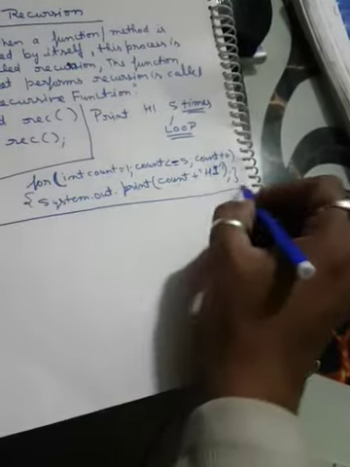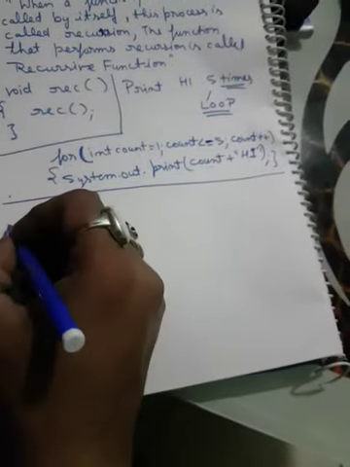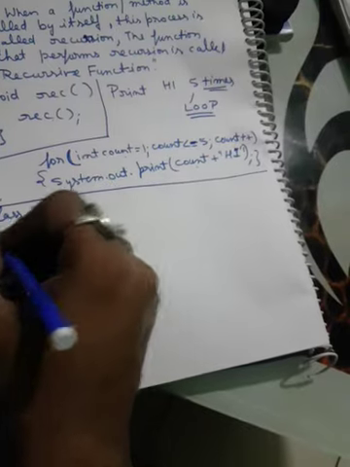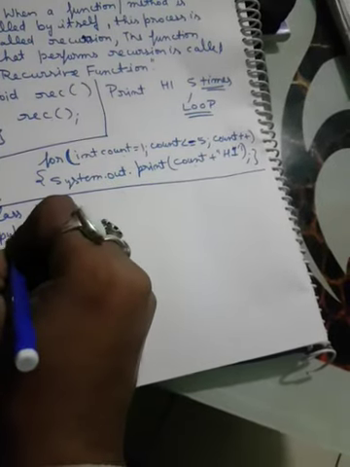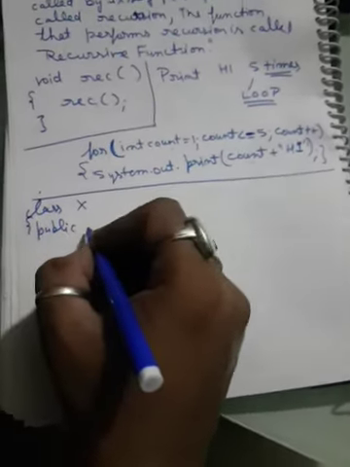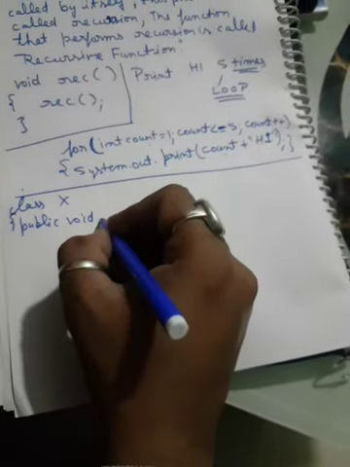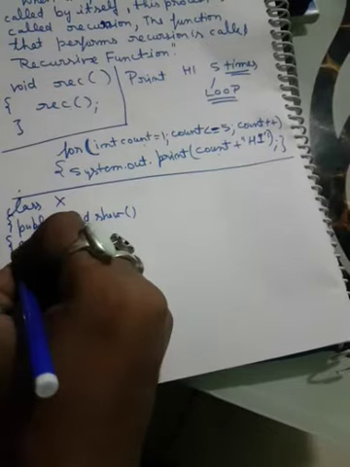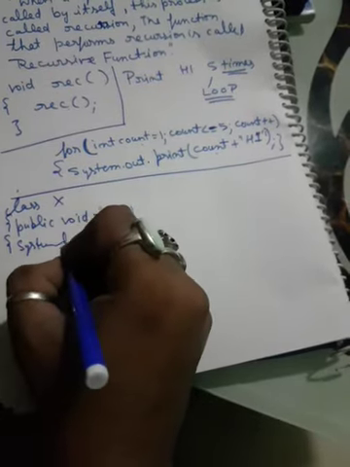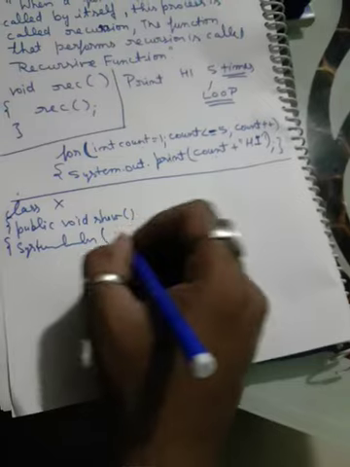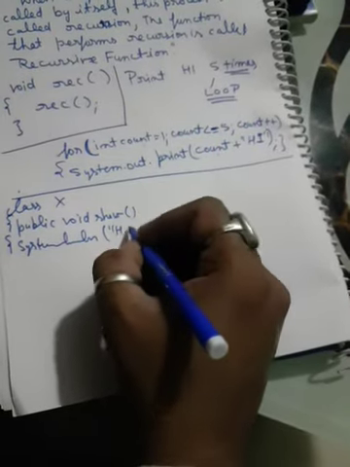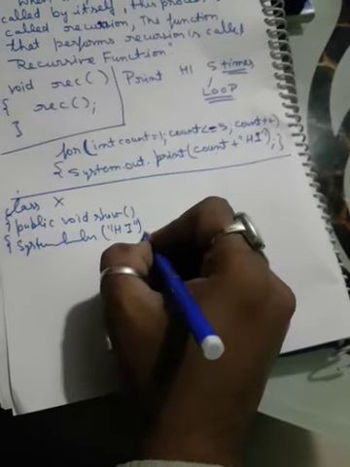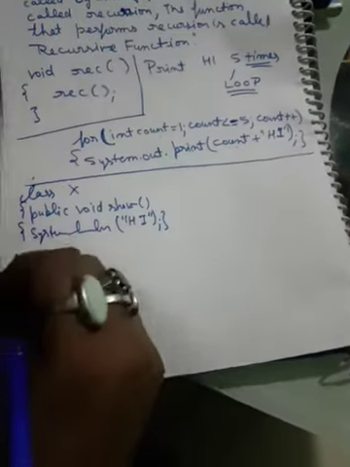Students, now suppose there is a class, right? Say class X is there, and it is a function. It has got public void show. All right, and it prints system.out.println. I'm writing in short, please manage. And here I write hi just one time. Okay, this is done here.